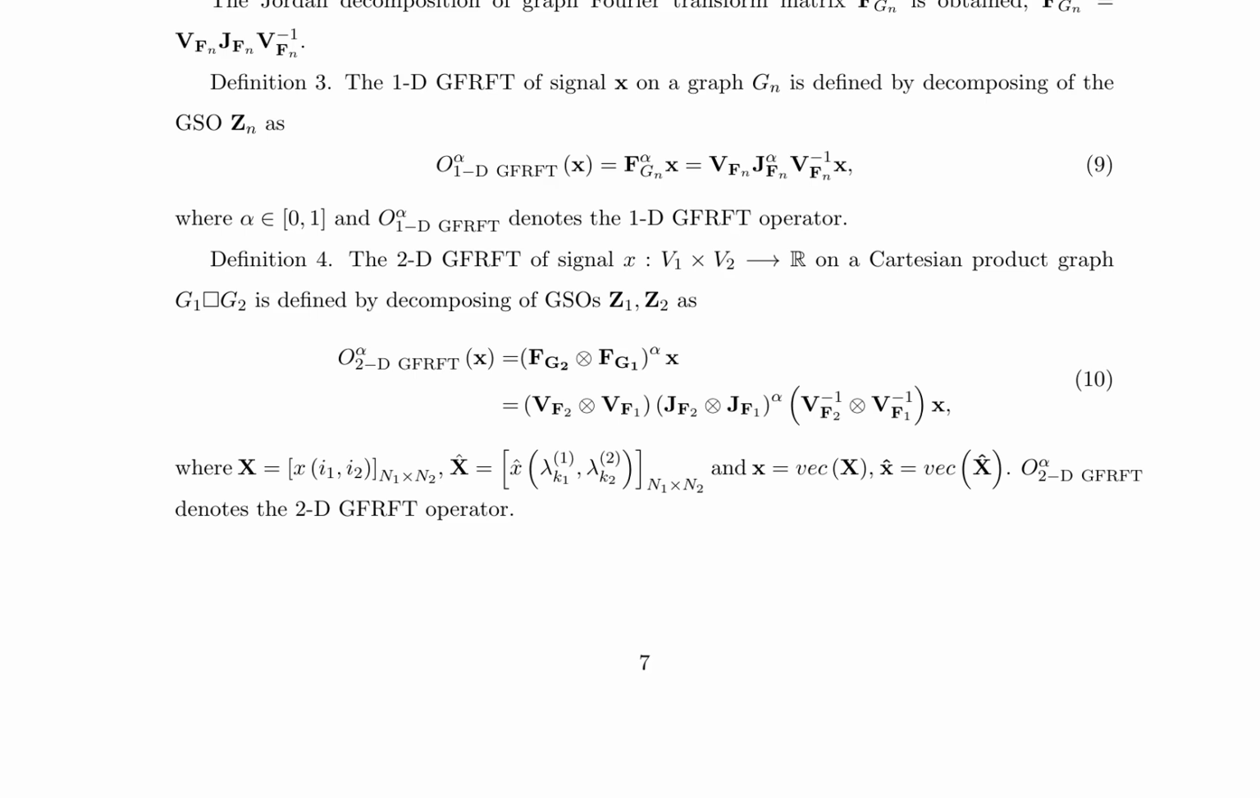The two-dimensional graph fractional Fourier transform, 2D GFRFT, of signal x on a Cartesian product graph G1 hollow square G2 is defined as decomposing the GSOs Z1 and Z2 as O alpha 2D GFRFT, x, equals F G2 circled times F G1, alpha x equals V F2 circled times V F1, J F2 circled times J F1, alpha V^-1 F2 circled times V^-1 F1 x, where x is a vectorized version of the matrix X.